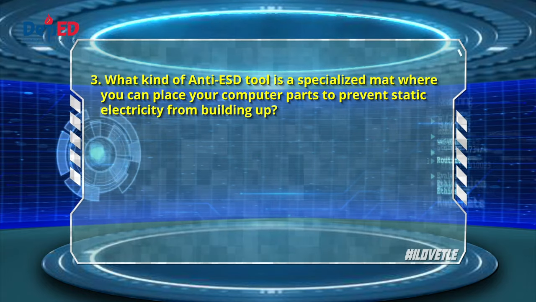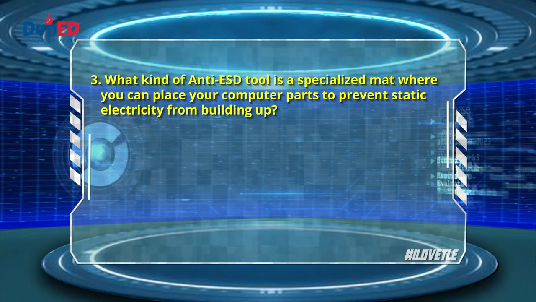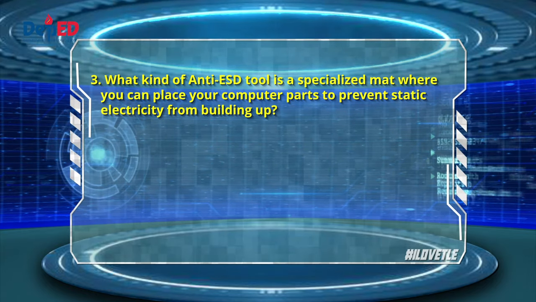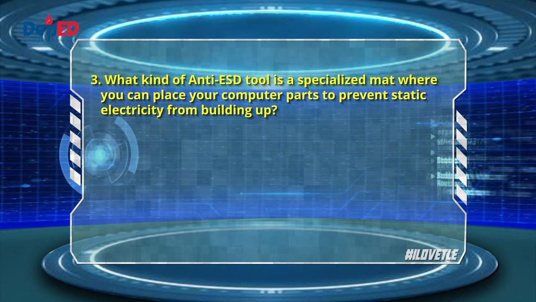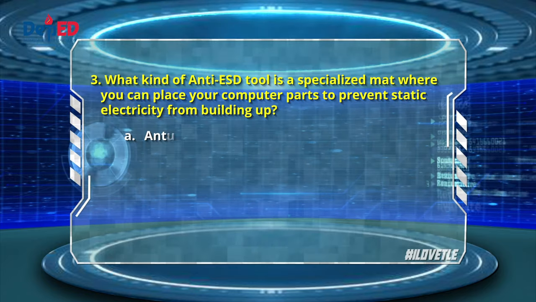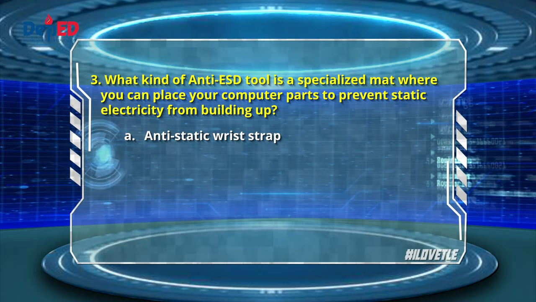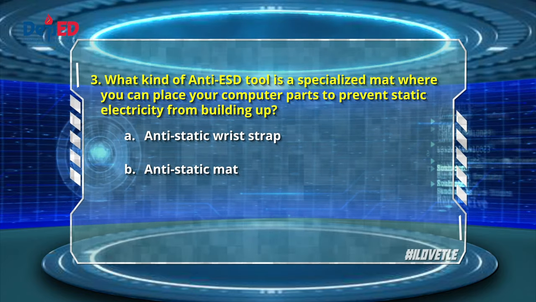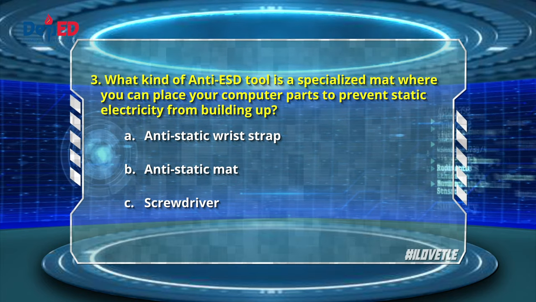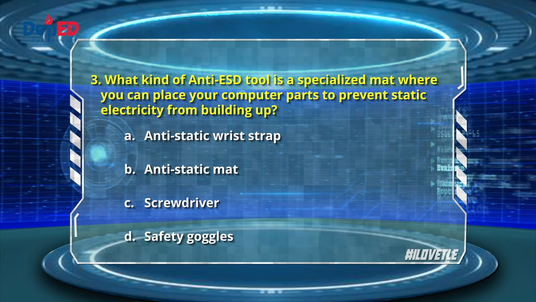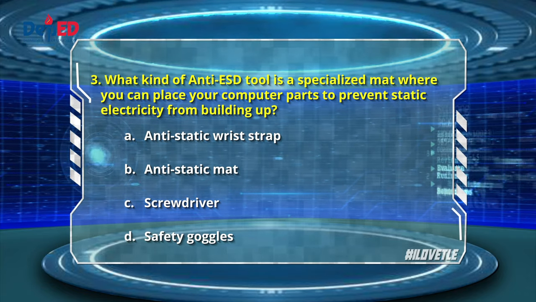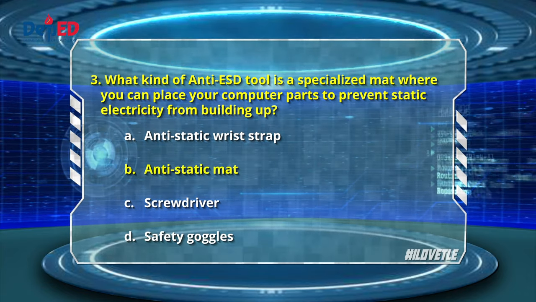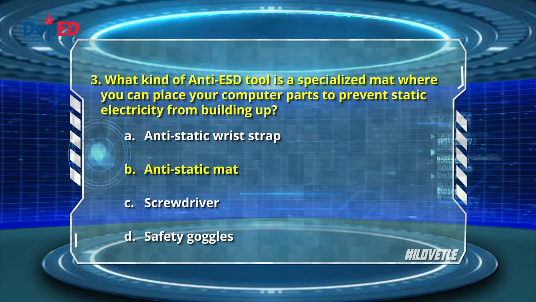Number 3. What kind of anti-ESD tool is a specialized mat where you can place your computer parts to prevent static electricity from building up? A. Anti-static wrist strap. B. Anti-static mat. C. Screwdriver. Or D. Safety goggles. If your answer is letter B, you are right!